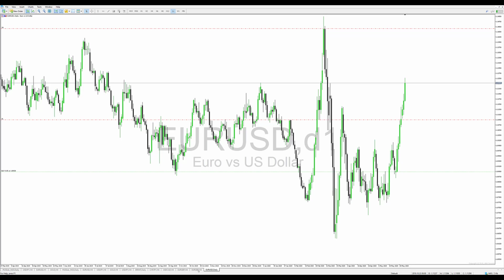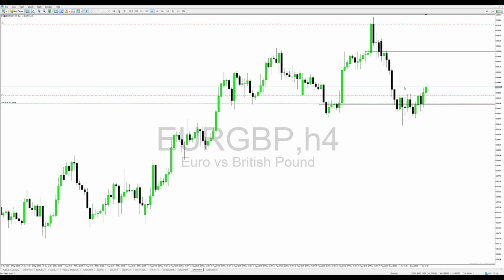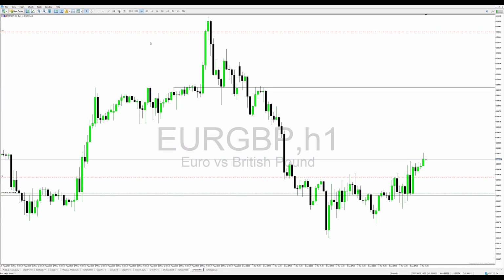So yeah, that's pretty much about it, guys. I wanted to show you this Euro Pound long position trade, which was taken from a demand zone.